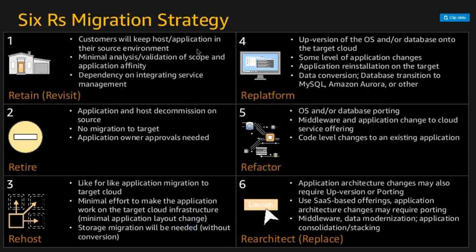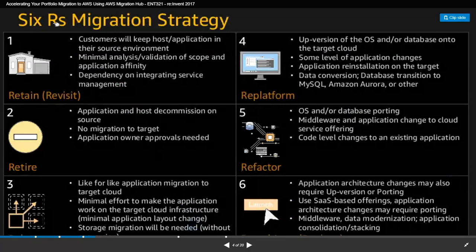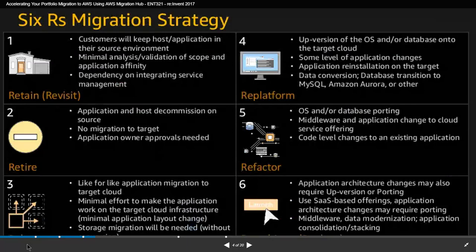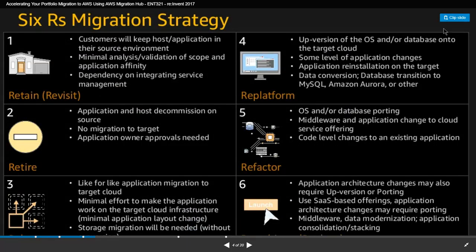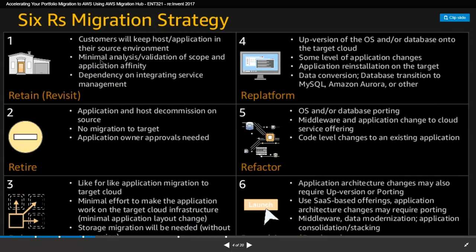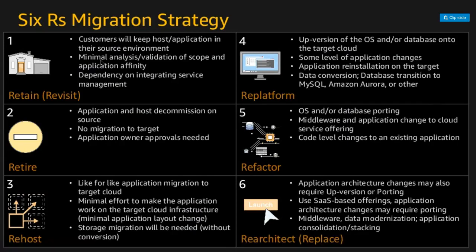Okay, right? So what is the 6R migration strategy? This is the 6 R's. R stands for retain, revisit, retire, rehost, replatform, refactor, and re-architect, right? There are 6 strategies available. Let me break down one at a time. So what do you mean by retain or revisit?